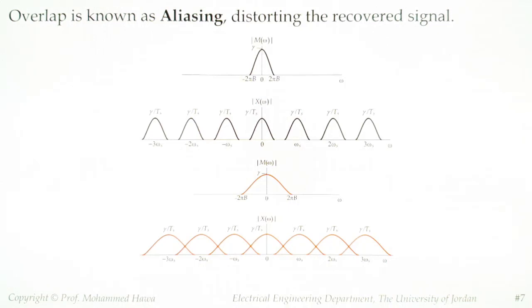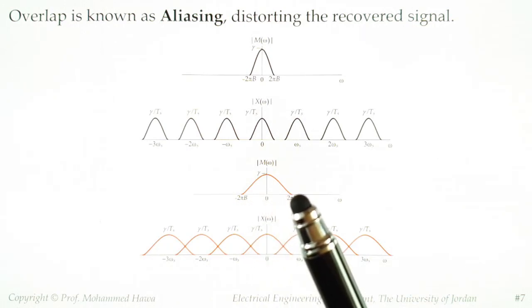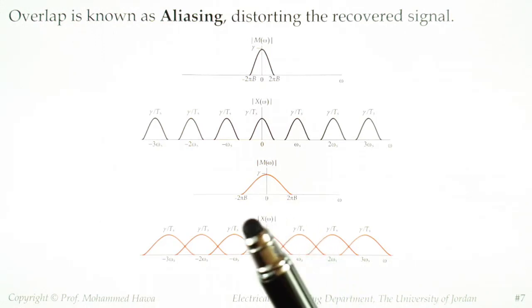However, if you're not careful, you could end up with this situation where I have a signal M of omega and I picked a certain sampling frequency omega s that is not large enough, which meant I created infinite copies at multiples of omega s that are overlapping. If you create infinite overlapping copies like this, and then you try to use a low pass filter at the receiver, you will not be able to isolate one copy from the rest, which means you will not be able to recover your original signal m of t.